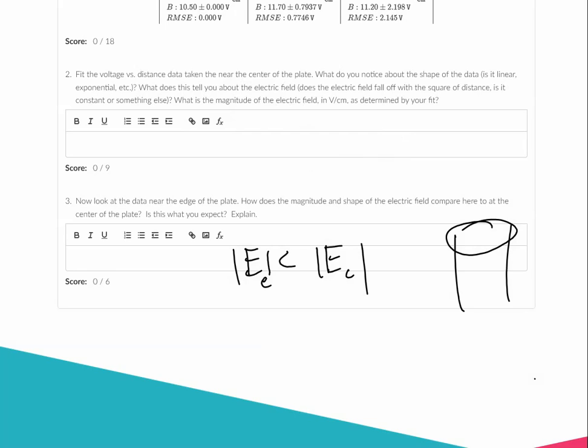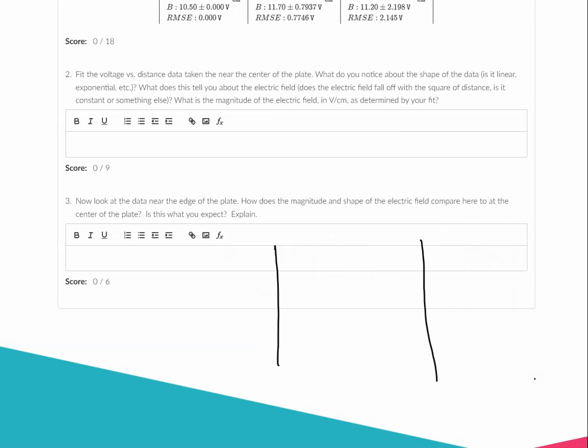Your experiment does not give you any information about the direction, so you should say that we don't have information. Close to the center, that's electric field, and here we've measured electric field using potential differences, and it has a smaller magnitude.